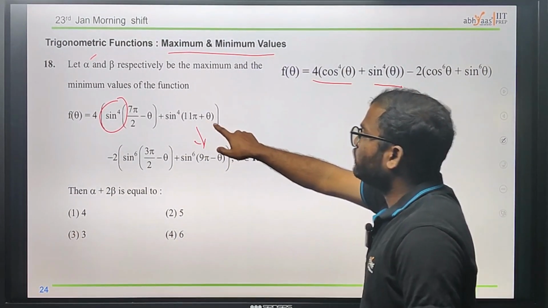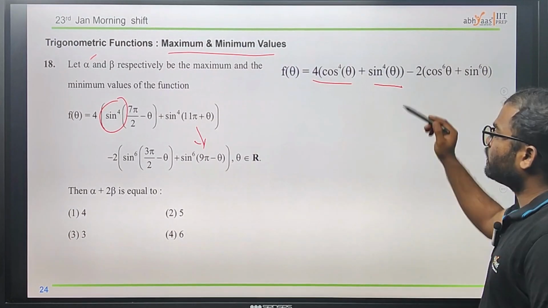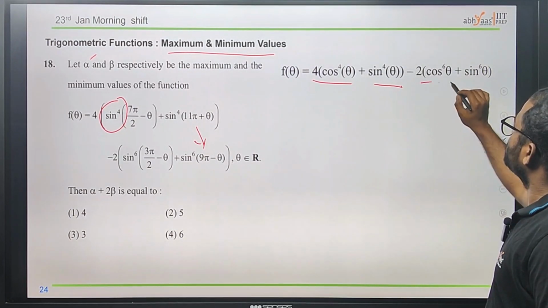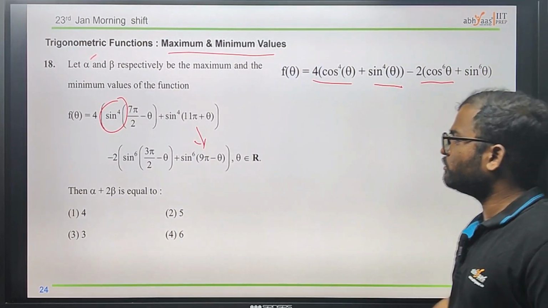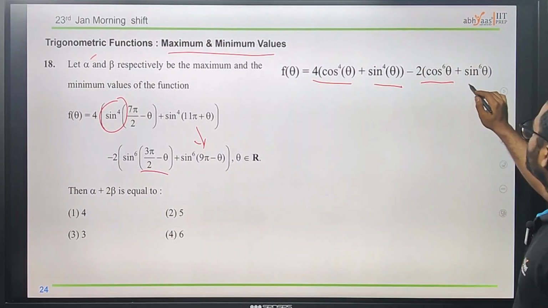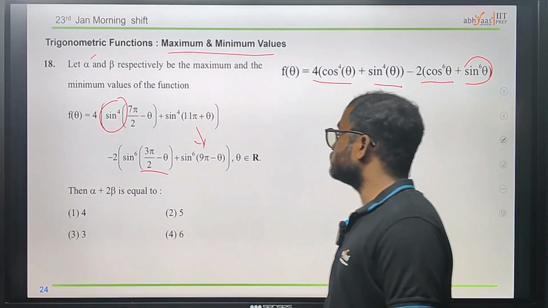Then 11 pi plus theta is there, and we can write it with a similar process, and 2 cos 6 theta. This can be converted, and next, sine 6 theta. I hope you understood what happened here.